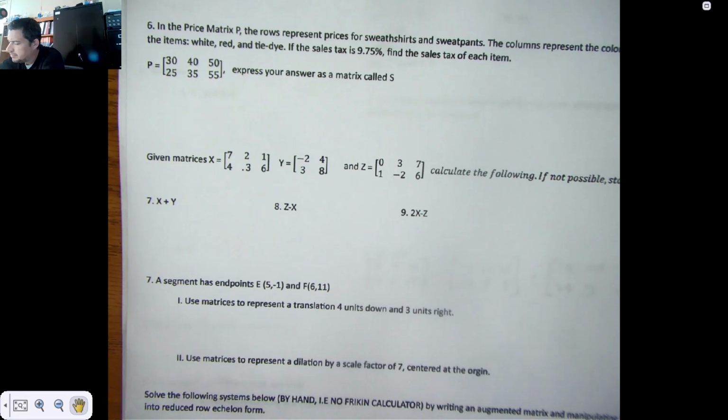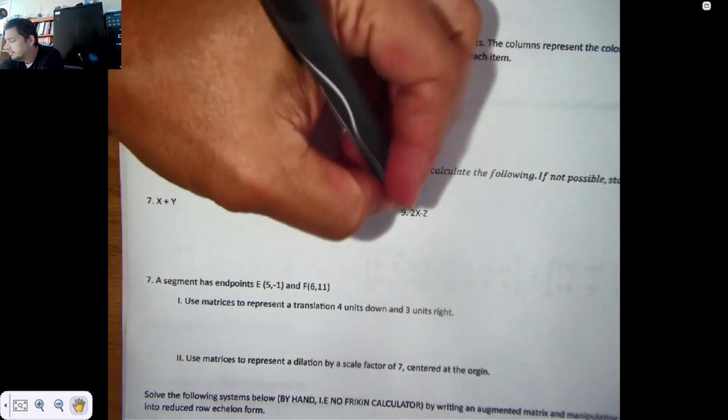Let's see here. Given matrices X, Y, and Z, calculate the following if possible. If not, state why. You can only do this if things have like dimensions. Like you can't do number 7. They're not the same. One of them's a 2 by 3 and one of them's a 2 by 2. Invalid dimensions. But let's do 9. Nah, let's not. Let's do 7.